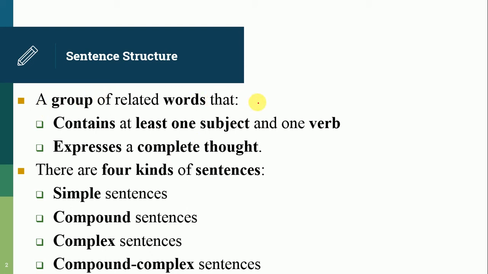So how do you define a sentence? A sentence is a group of words which has at least one subject and one verb. It expresses a complete thought, a complete meaning, right? So in simple words, a sentence is a group of words which has a subject and a verb and always gives complete meaning. Let me take you to the Word file.